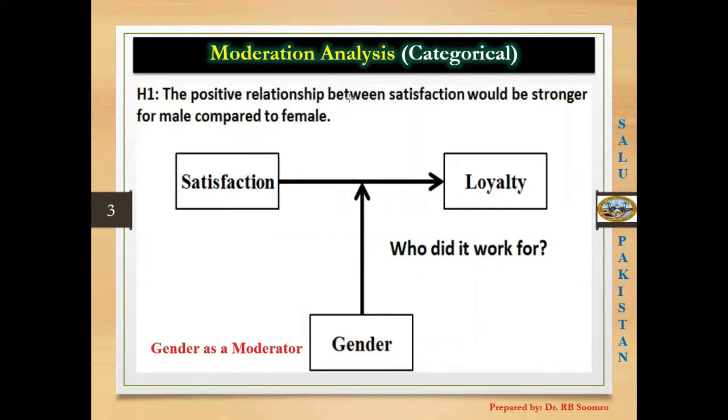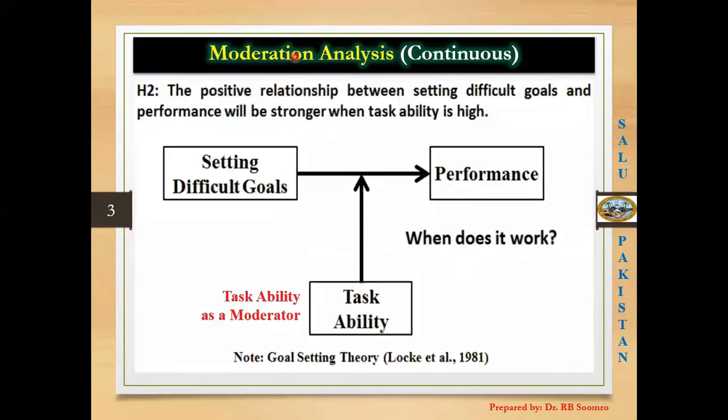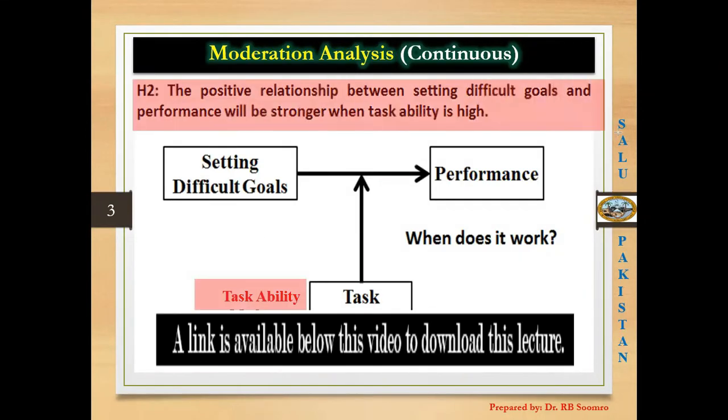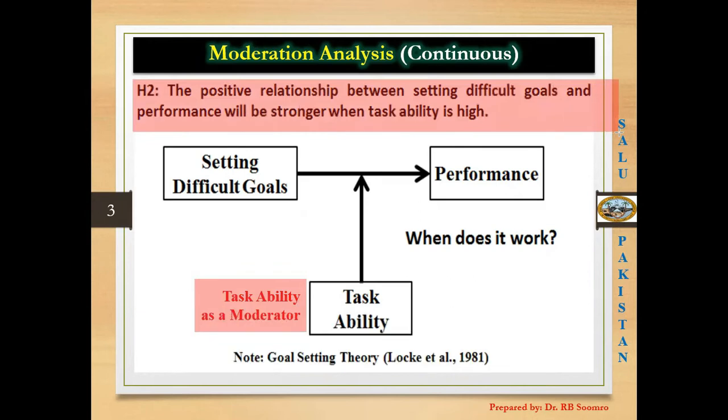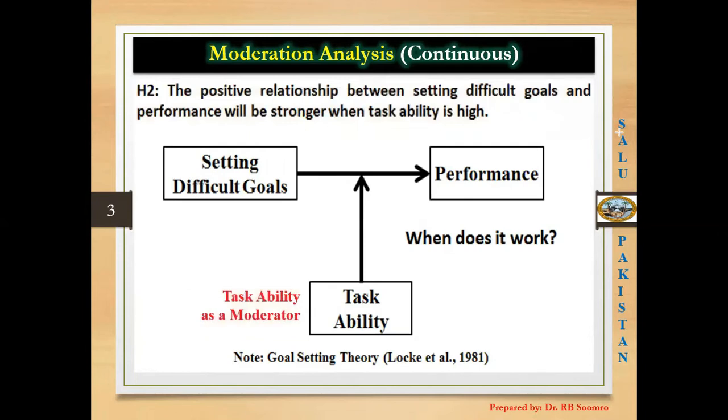Okay, and then here is another moderator, but this time the moderator is a continuous moderator. So here we want to check that the positive relationship between setting difficult goals and performance will be stronger when task ability is high. When you are fully capable to perform any task, even if the goal is much more difficult, when you have the complete ability, then your performance will be wonderful. So we want to check setting difficult goals and performance in the presence of task ability. So here our moderator is a continuous moderator.